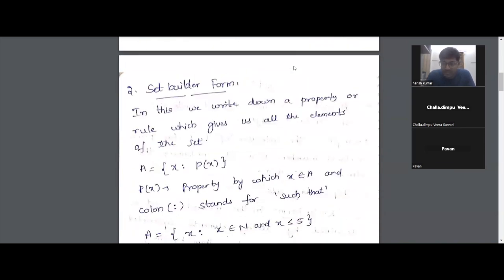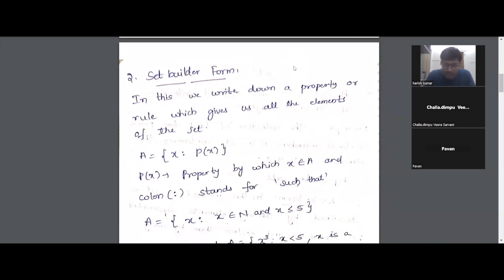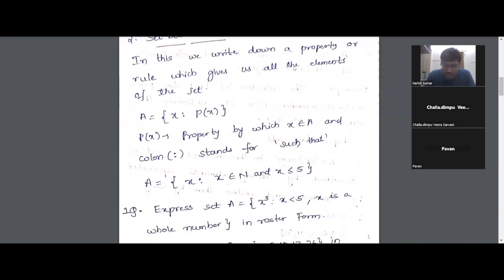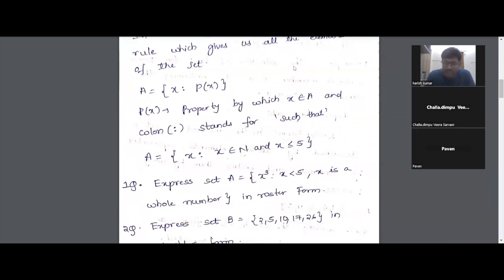Next, we have something called set builder form. Again, this is very important. In set builder form, we are trying to mention the set using its definition. We write down a property or rule which gives us all the elements of the set. For example, here we have set A, which is x such that x belongs to natural numbers, where N stands for the set of natural numbers, and x is less than or equal to 5. If I convert this into roster form, it will be 1, 2, 3, 4, 5. Instead of writing all the elements separated by commas, I'm representing the property of those numbers.